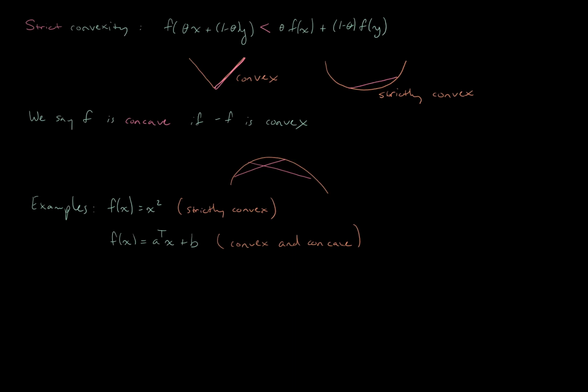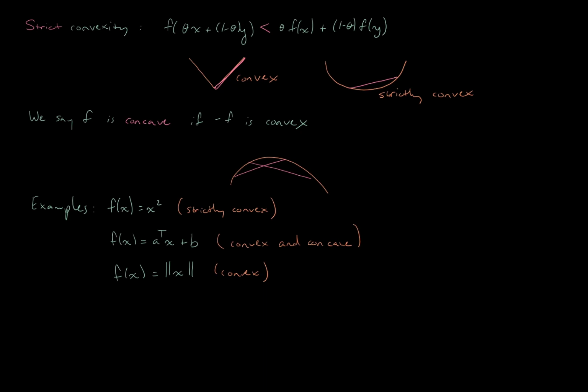And also, you will show on the homework that f of x being equal to the norm of x, where the norm here could be any valid norm, is also a convex function, and sometimes it's strictly convex and sometimes it's not. You'll play around with this a little bit more on the homework.